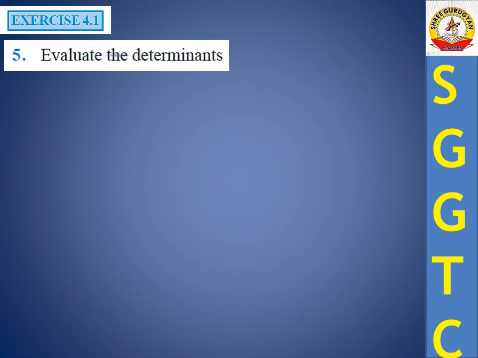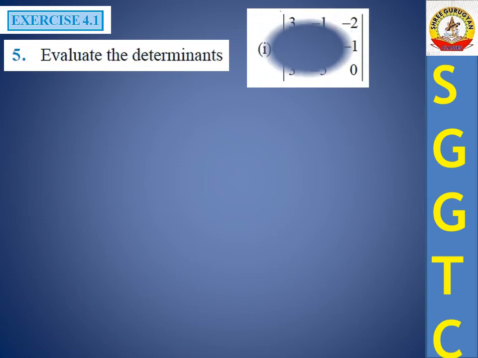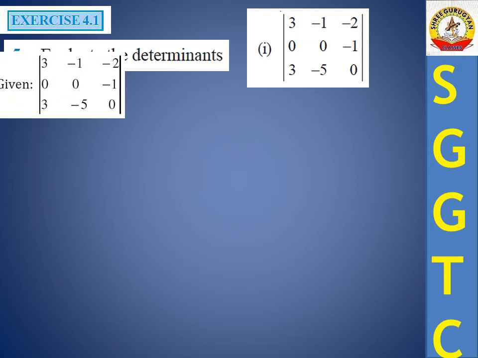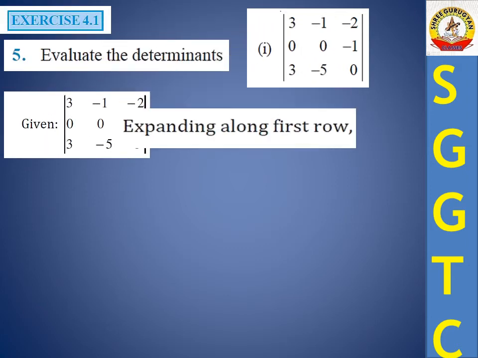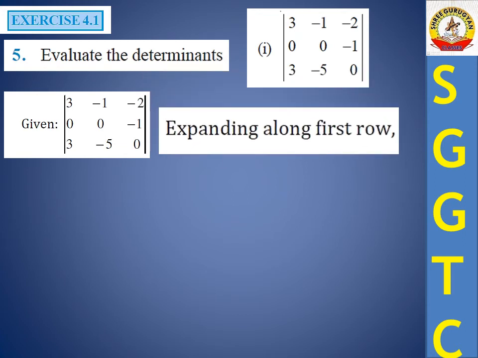4.1, question number 5. Evaluate the following determinants. First one, students, this determinant is also a 3 cross 3. So again I apply only first row elements. Given determinant, apply by expanding along the first row. Always, students, you apply your first definition rule by the first row.